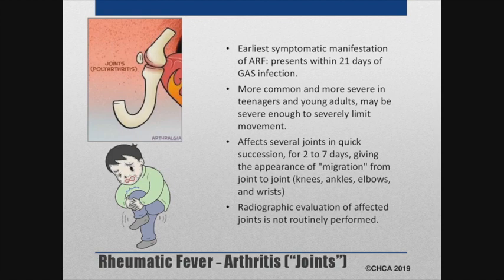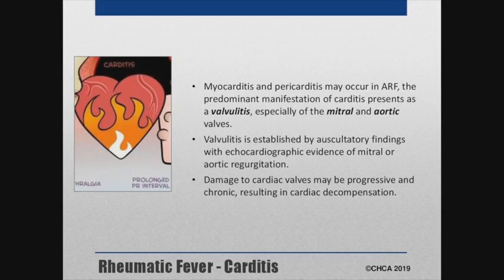It affects several joints in quick succession, and you can go from one area to another. We call this migration. And certainly radiographic evaluation is not routinely performed, mainly because of the migratory effect of the joint involvement. The O is regarding the myocarditis.